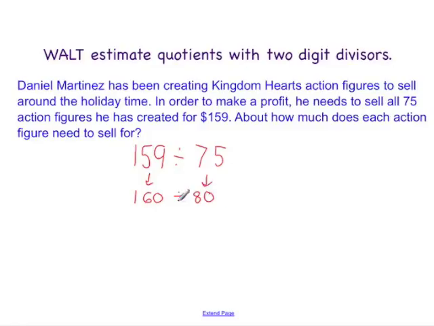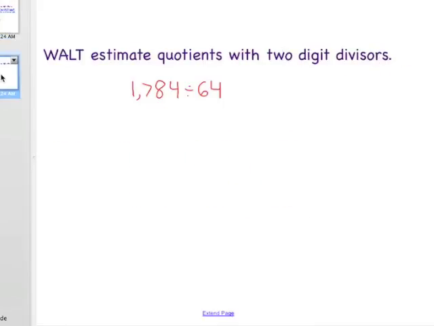And 160 and 80 are compatible because 16 divided by 8 is 2. And then I look at my zeros, and we talked about this the other day. Because there's a 0 here and a 0 here, they actually cancel. So my estimate is simply 2. 2 what? $2. Each action figure needs to sell for about $2. Next one, just so you can see it again.